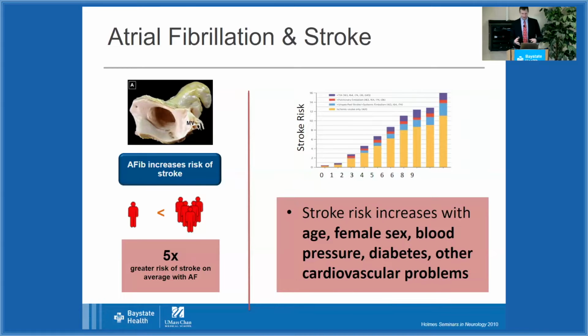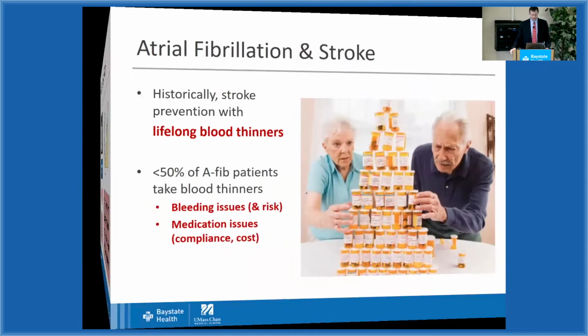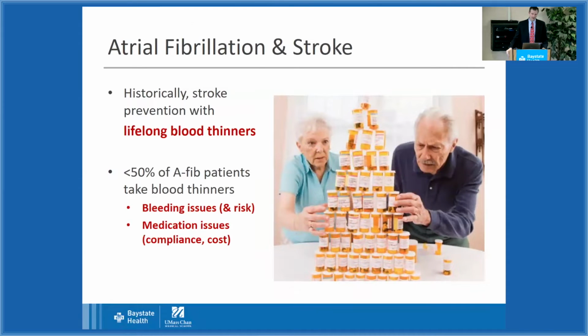So, AFib is very common. AFib is associated with stroke. What do we do about it? Well, historically, this is what we did about it. We put people on blood thinners. And we put people on blood thinners lifelong. Right? Blood thinners are effective. They prevent blood from clotting in the left atrial appendage.